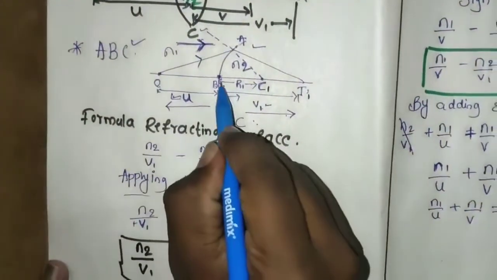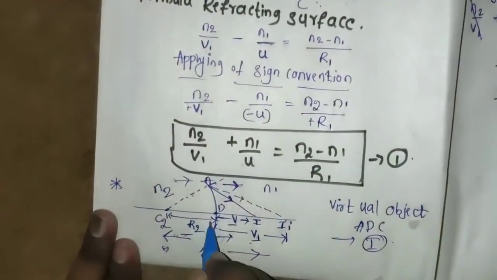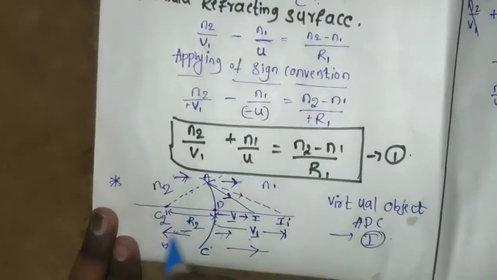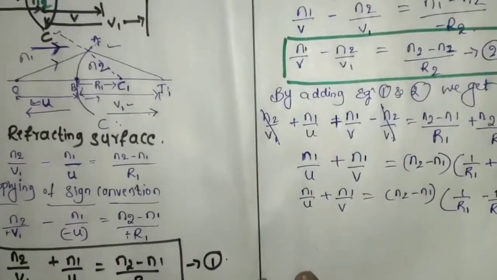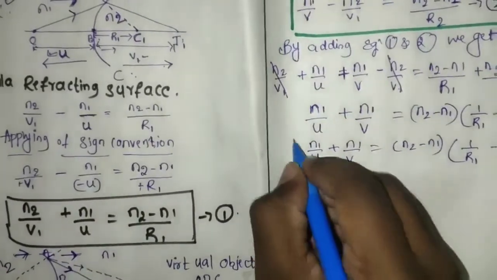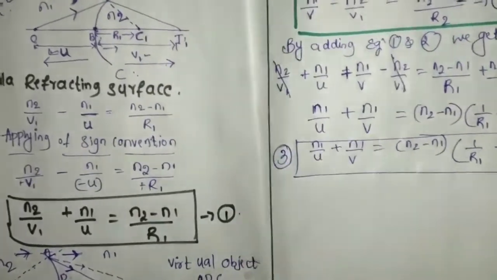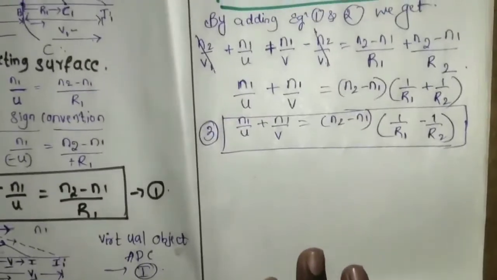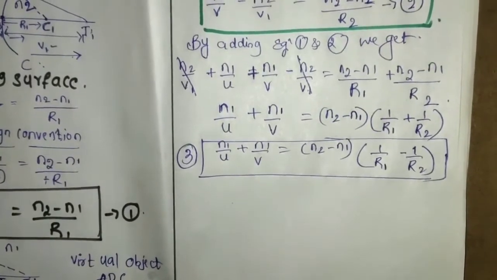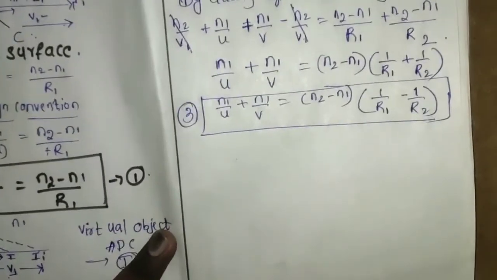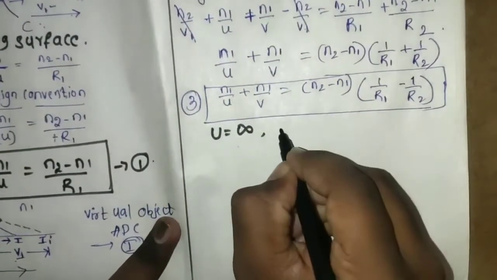See here, 1 by r1 is in the same direction, so it will become positive only. 1 by r2 is measured in the opposite direction. This is incident, this is opposite, so it becomes minus 1 by r2. And this will become equation 3. Now I will write it as equation 3: n1 by u plus n1 by v equals to n2 minus n1 into bracket 1 by r1 minus 1 by r2.